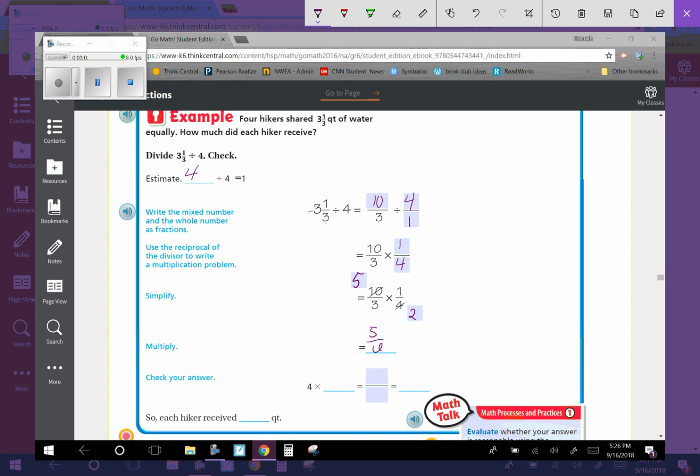To check our answer, we would take 4 times 5/6, which equals 20/6, which equals 3 1/3. So each hiker received 5/6 quart.